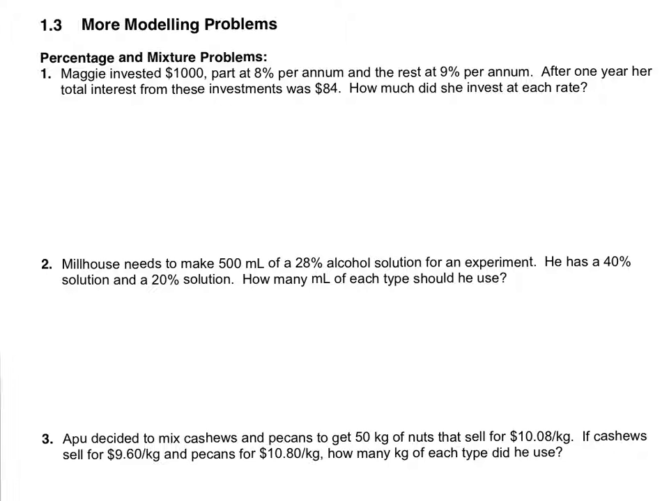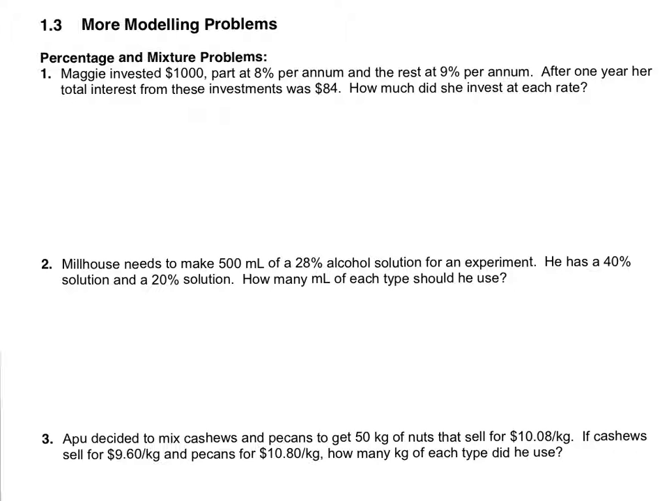After 1 year, her total interest from these investments was $84. So interest really is the extra money that you earn on top of the original investment. So if I were to calculate 8% of $1,000, because perhaps I invested all $1,000 at 8%, I would multiply 1,000 by 0.08, which is the decimal form of 8%. And that would tell me how much money I earned as extra money. That would be my interest, as opposed to the total amount, which would be my original 1,000 plus the extra 84 or whatever the money was as interest. All right, and then the question's asking, how much did she invest at each rate?